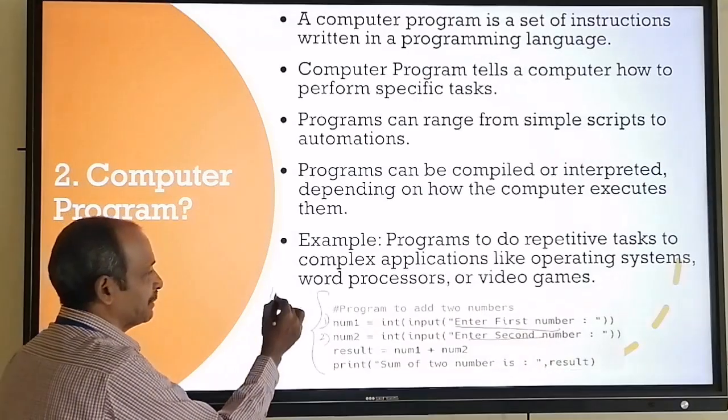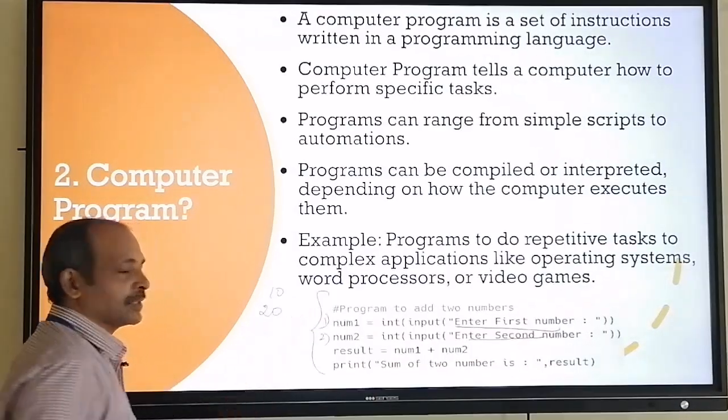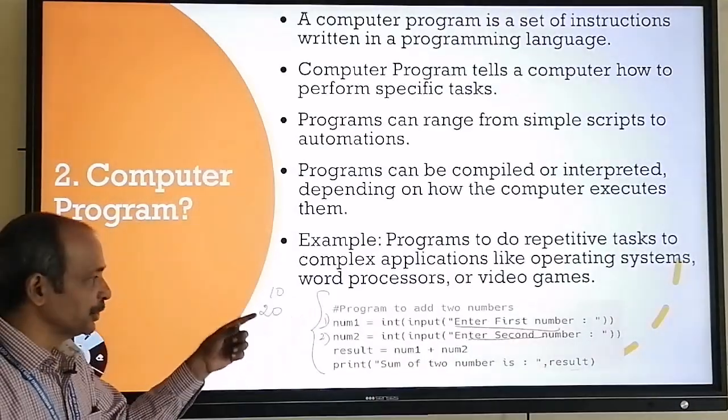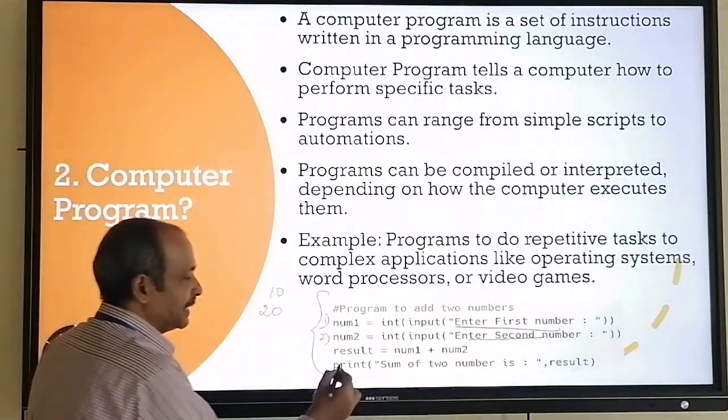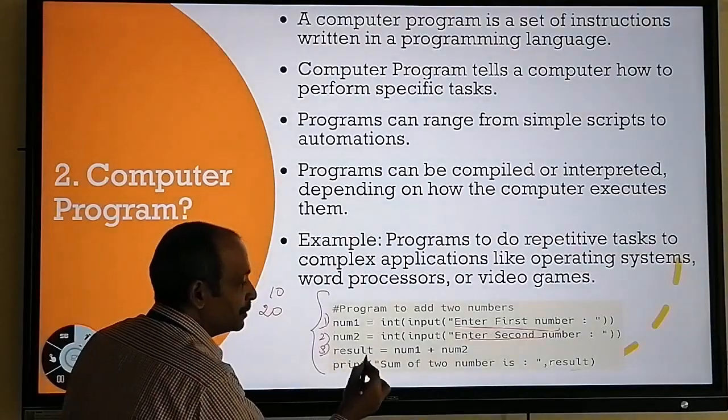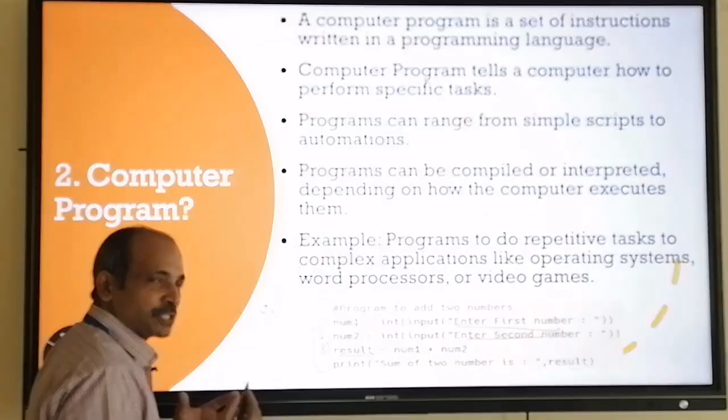Okay, for example, let it be 10 and 20. So the data is given by the user. This is the data given by the user, 10 and 20. Then in the third line, I'm going to find the result. I'm going to do some process here.